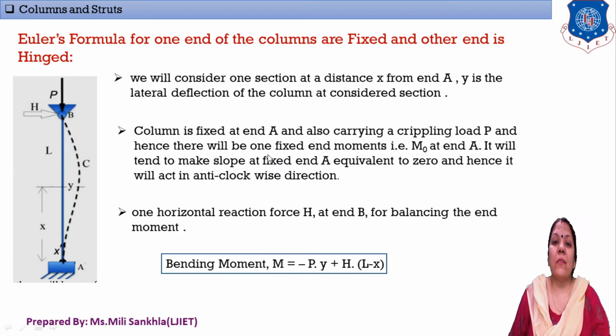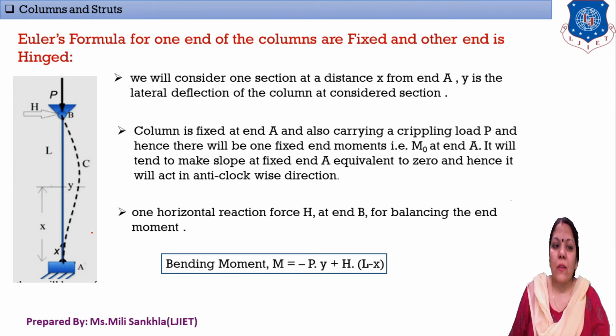Okay, now our next derivation is one end of the column fixed and the other end hinged. For that, I take one figure, and in this figure one end of the column is hinged and one end is fixed. A end is fixed and B end is hinged. This column is subjected to an axial compressive load P.